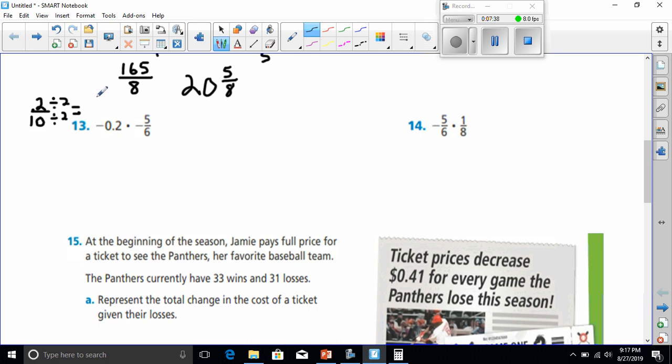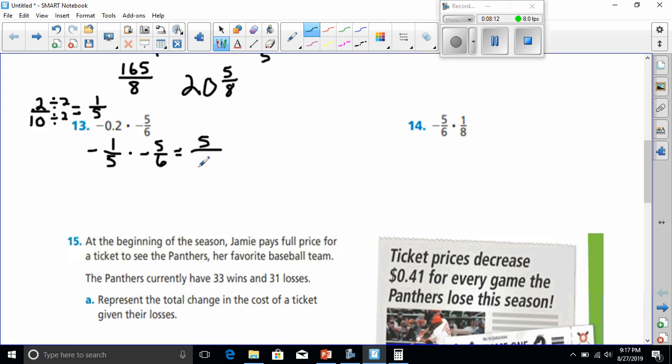That's going to give us 1 over 5. So this is going to be 0.2 equals 1 over 5. And since it's a negative 0.2, this would be a negative 1 over 5. We're going to multiply that to negative 5 over 6. Well, 1 times 5, and that's a negative 1 times a negative 5. So that's going to give us a positive 5. Right? A negative times a negative is a positive, and 1 times 5 is 5.